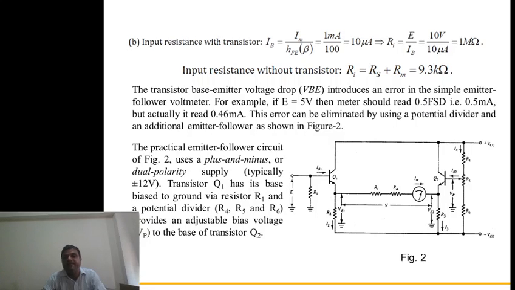This error can be eliminated by using a potential divider and an additional emitter follower. This particular circuit removes this error, so that the actual reading and our theoretical reading both match, or the error will not be introduced in the circuit. So we use this particular circuit. See, in this circuit we are using two transistors. Both can work as an emitter follower, and in between these two transistors we connect this voltmeter circuit, the DC voltmeter circuit.